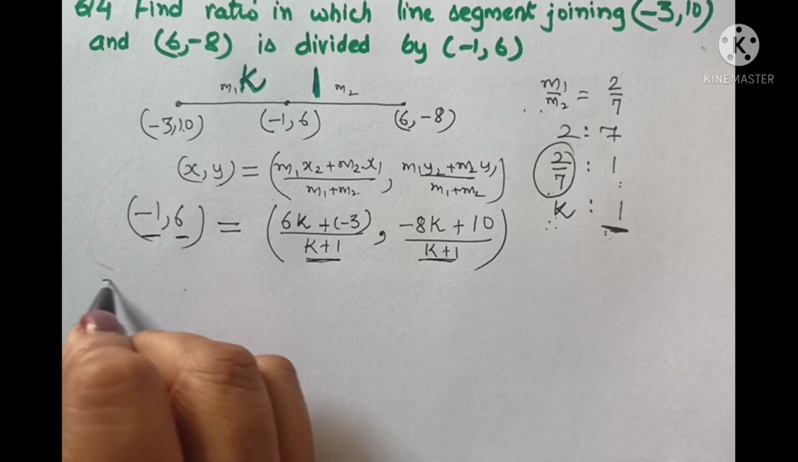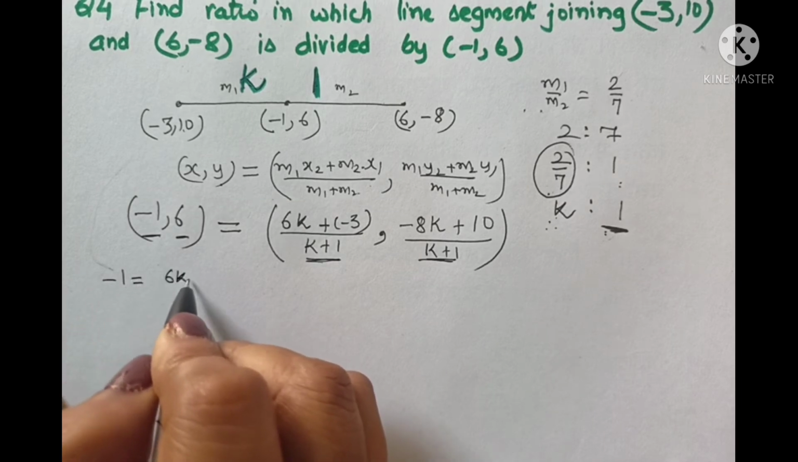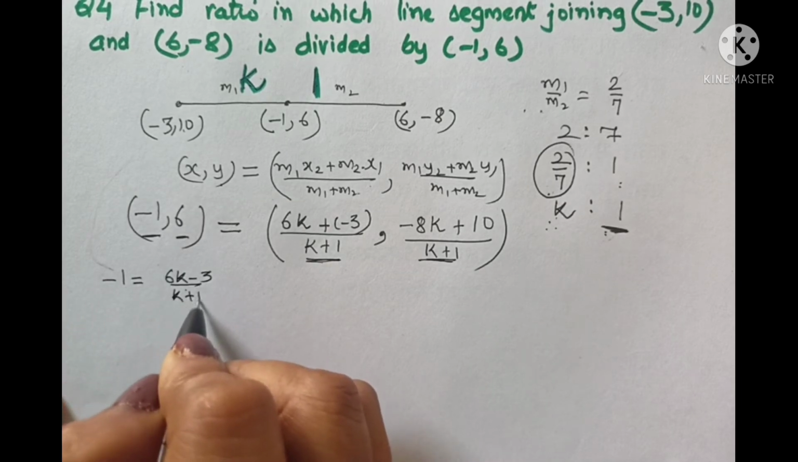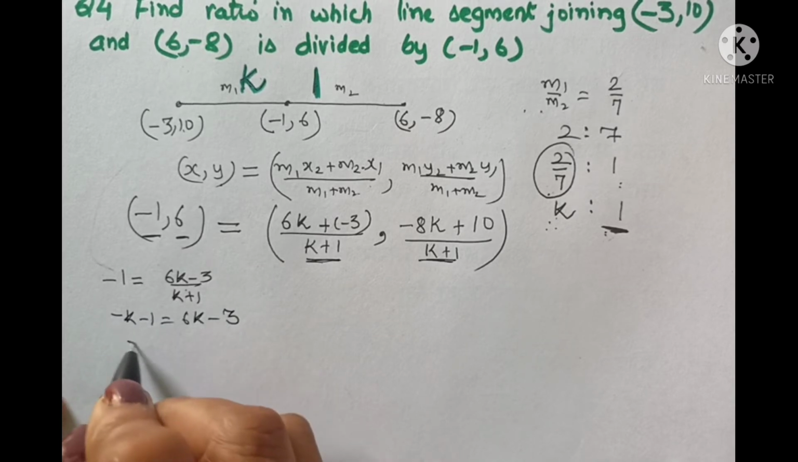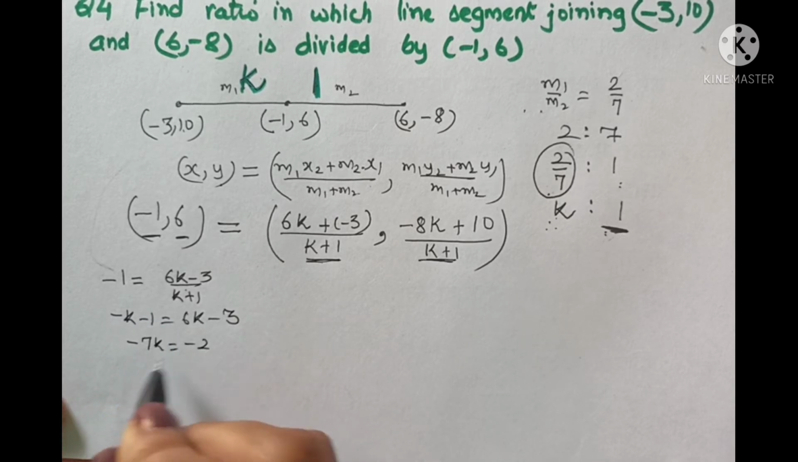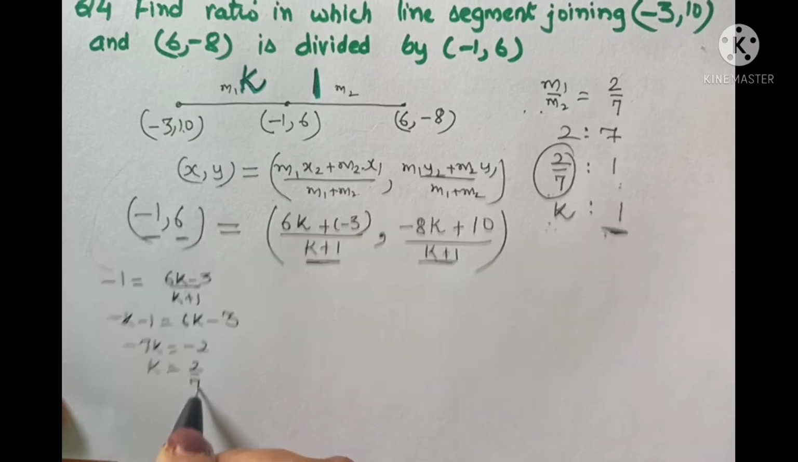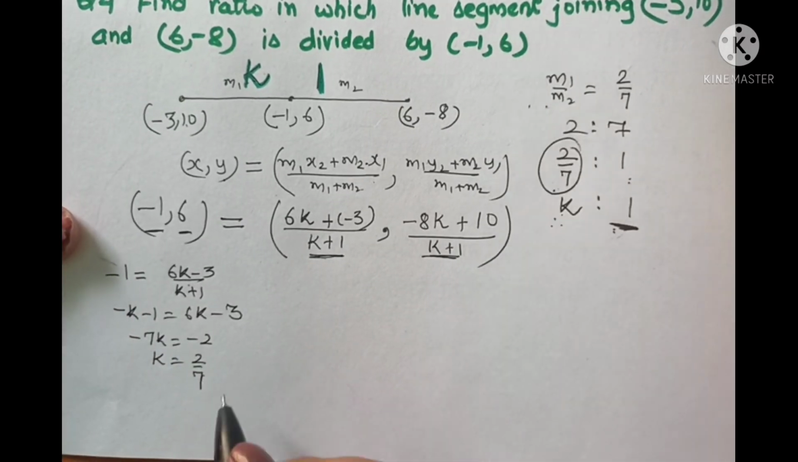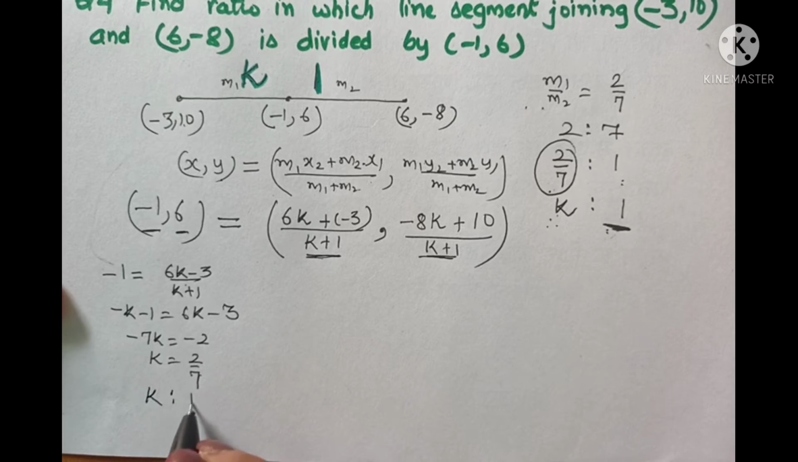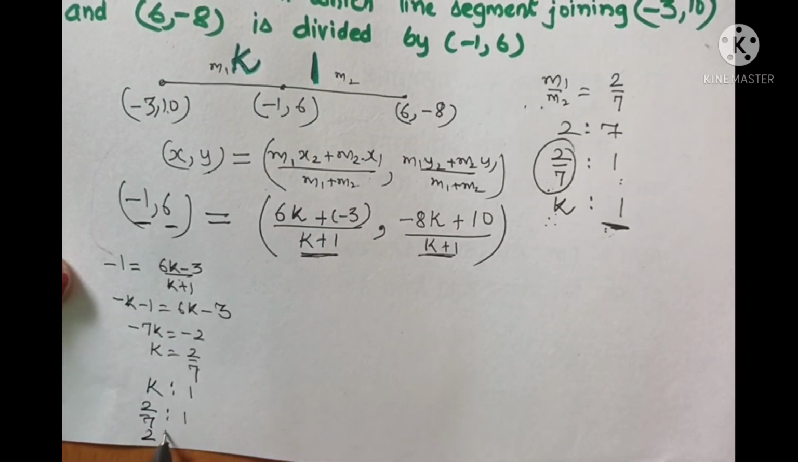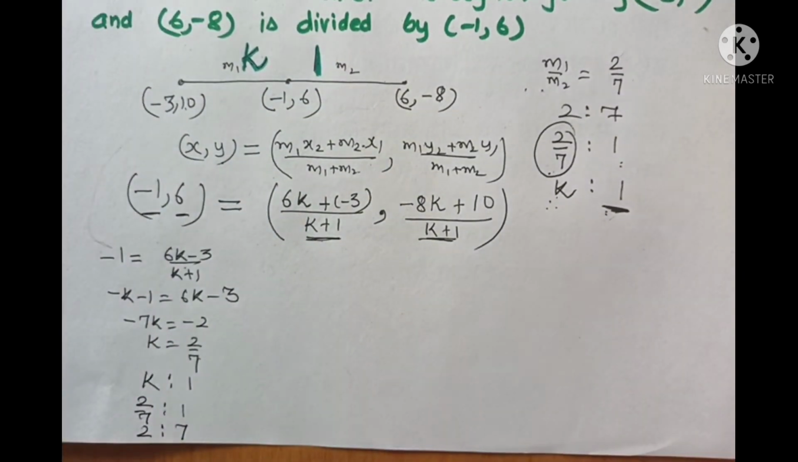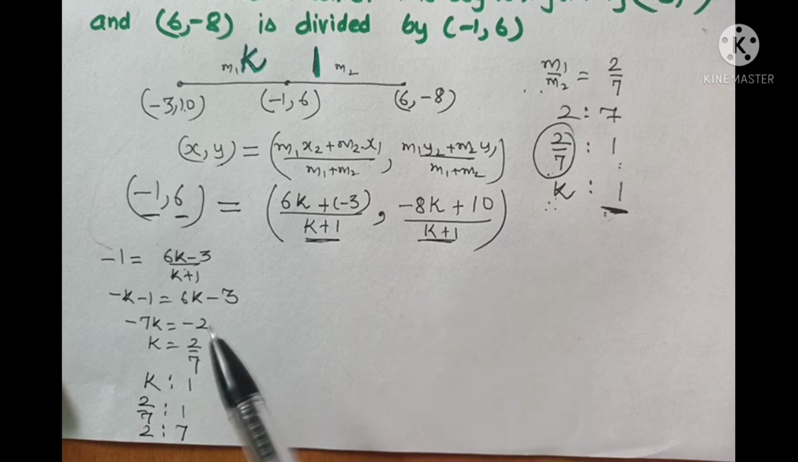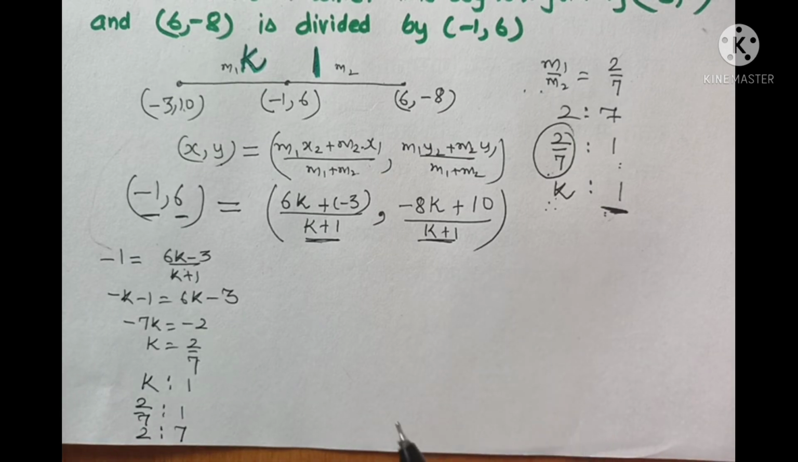Let us compare x coordinates. -1 is equal to (6k - 3) upon (k + 1). So -k - 1 is equal to 6k - 3. -7k is equal to -2. I get k is equal to 2 upon 7. Now, since k is 2 by 7 and my ratio is k is to 1, it is 2 upon 7 ratio 1, and my answer comes out to be 2 ratio 7. So 2 ratio 7 is the answer. Perchance it is the same which I had taken as the example.